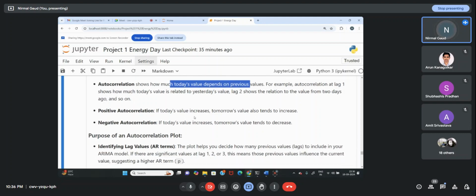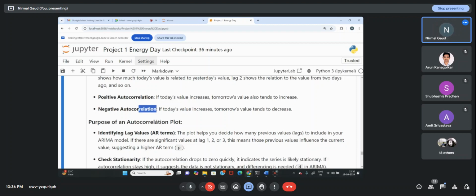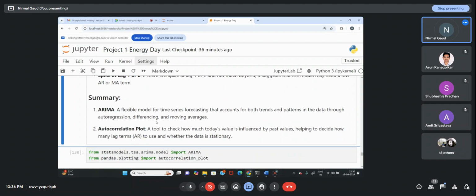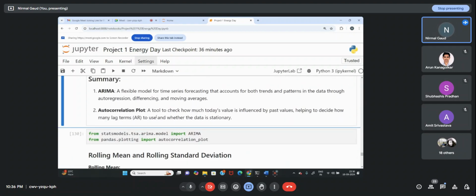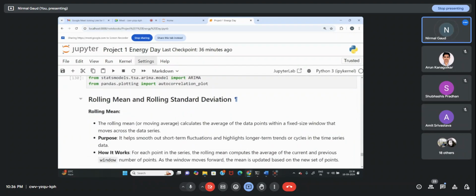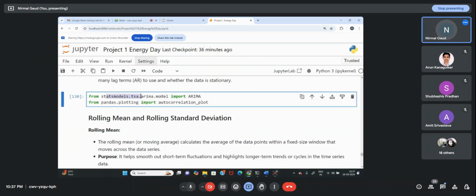We can have a positive correlation, we can have a negative correlation. For example, today is 10,000, tomorrow is 12,000. It may happen that today is 10,000, tomorrow is 8,000. So if the price increases, positive; if the price decreases, negative. That is autocorrelation. Okay, fine. So here I have included some notes for you. Anyways, I imported my model, statsmodels ARIMA, and autocorrelation also I imported. All right, fine.